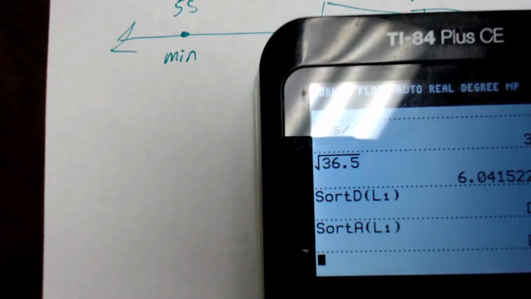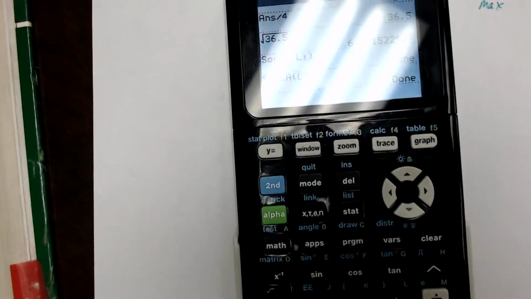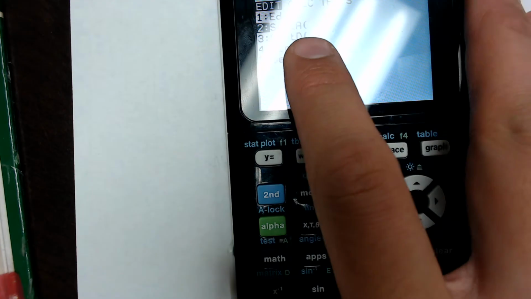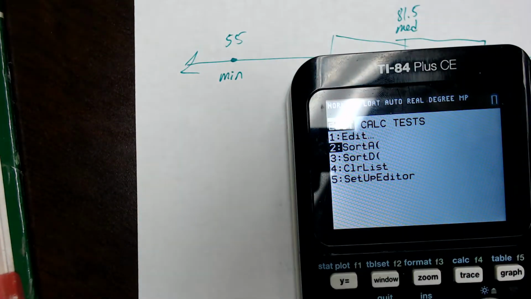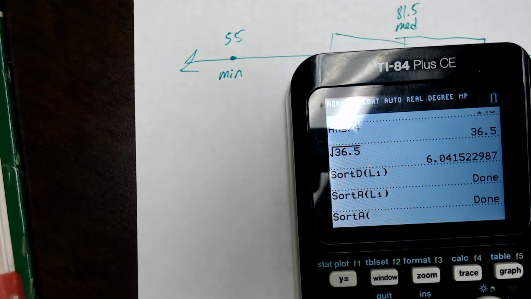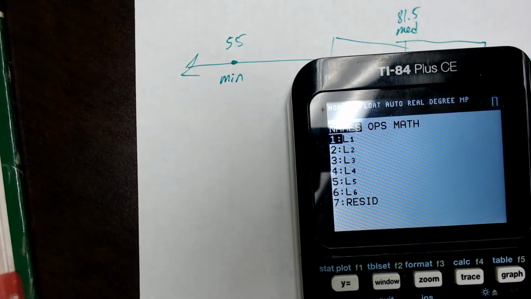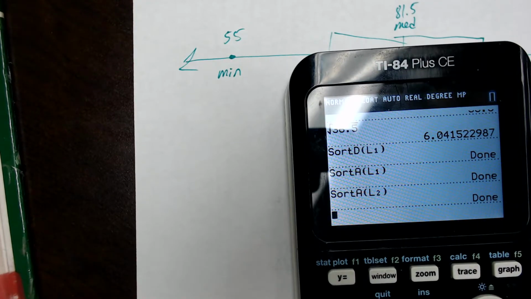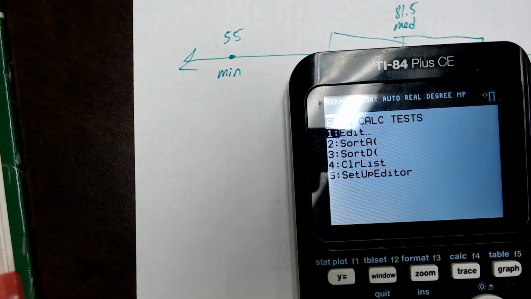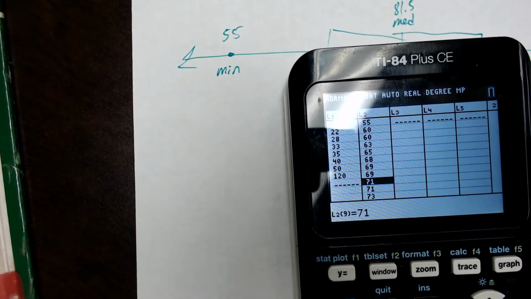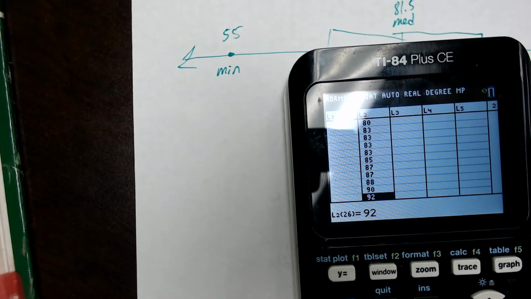So I'll go ahead and quit here. If I go to, in mine, the command is stat, right? And then I have two options, sort A and sort D. It might have a different name than yours, but there's two different sorting options. If I do sort A and then I insert list 2 and I hit enter, it'll tell me sort A done, right? So then when I go back and I look at my list 2, it is now sorted from lowest to highest. So the calculator will do that automatically for you.